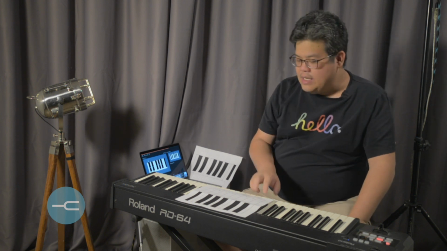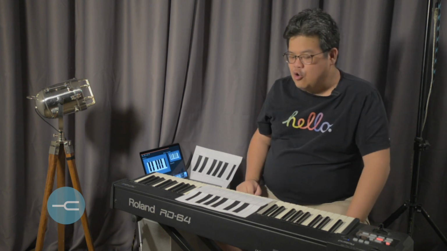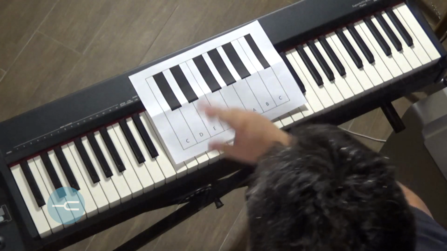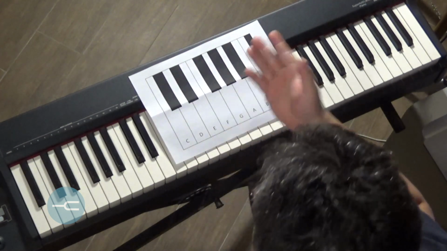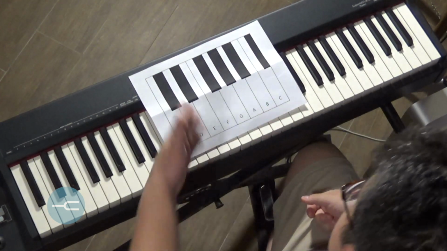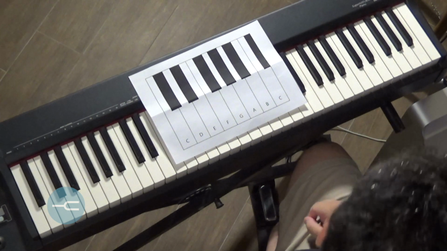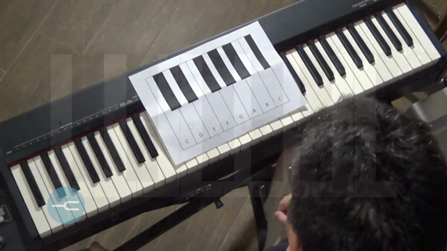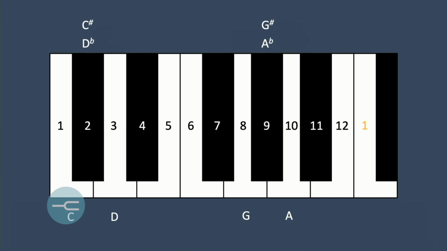So if you look at C and D, the accidental in between the two natural notes is always called the sharp of the previous note or the flat of the next note. So it's C sharp or D flat. If we look at another example, between G and A, the note in between, note 9, between notes 8 and 10, is either the sharp of the previous note, G sharp, or the flat of the next note, A flat.